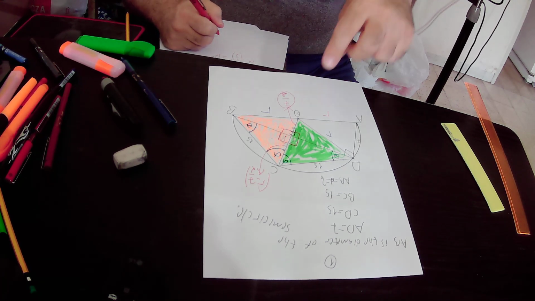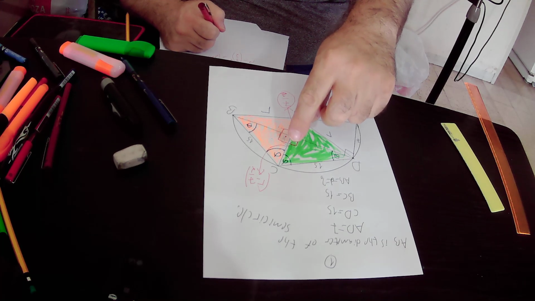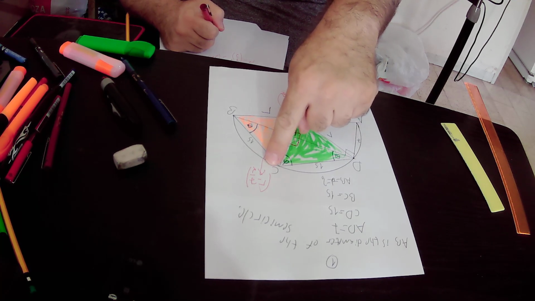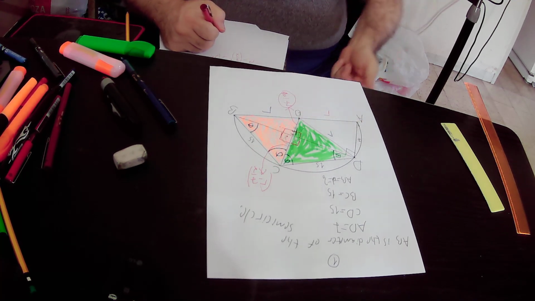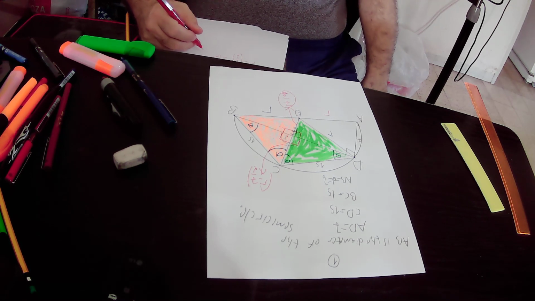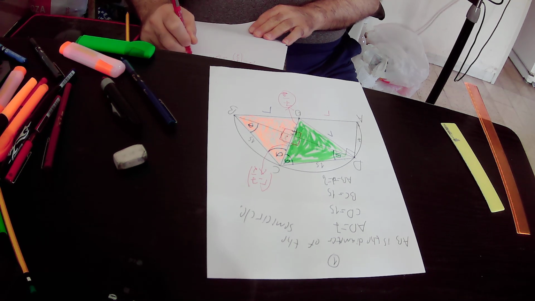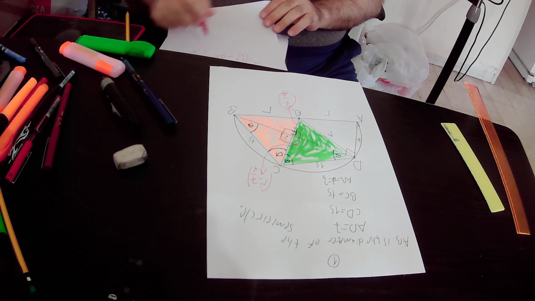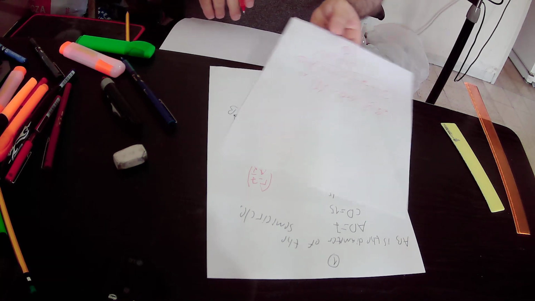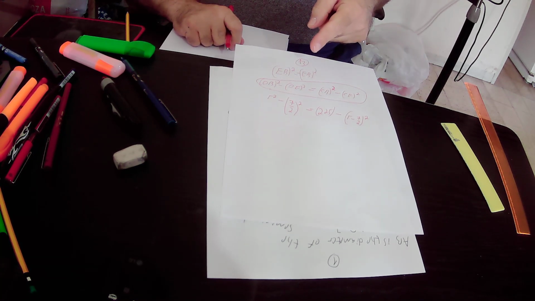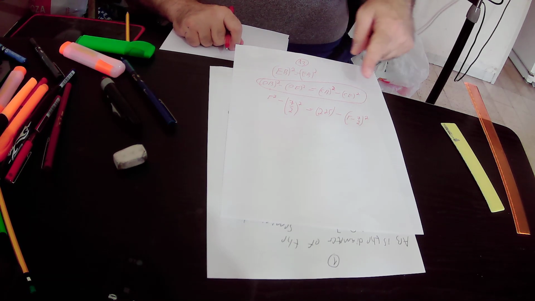Minus CE squared. CE we've already found out equals R minus 7 over 2, so CE squared will be equal to R minus 7 over 2 squared. So in total we got the following equality that states that R squared minus 7 over 2 squared, 7 over 2 is 49 over 4, equals to 225 minus R minus 7 over 2 squared.